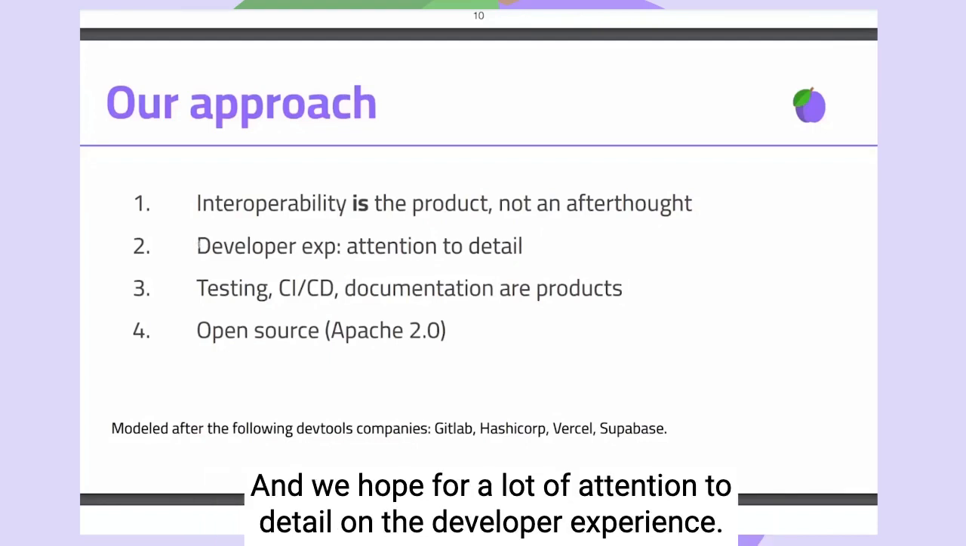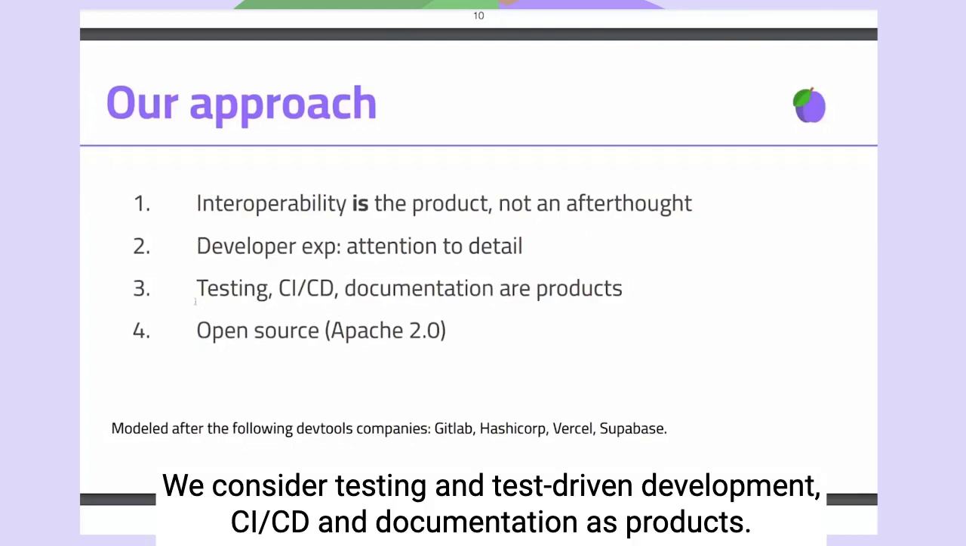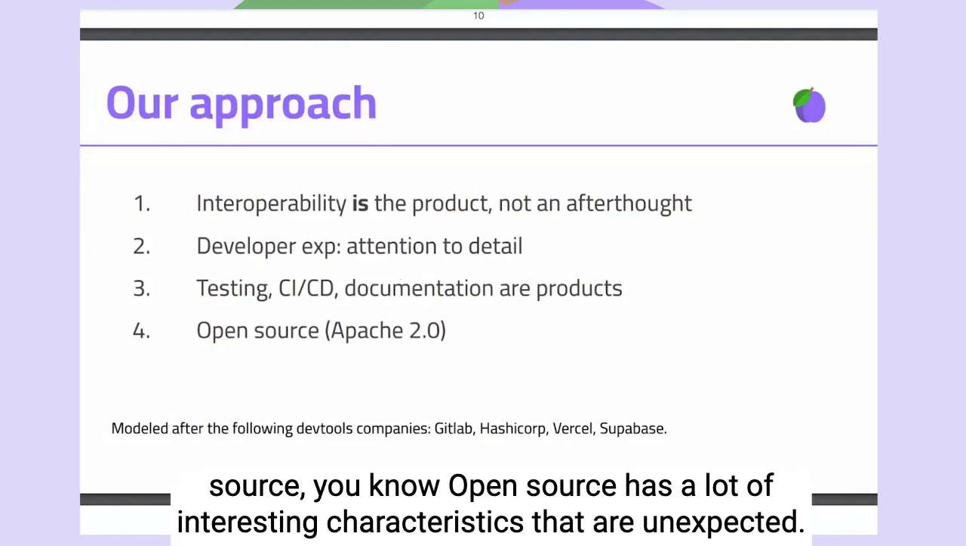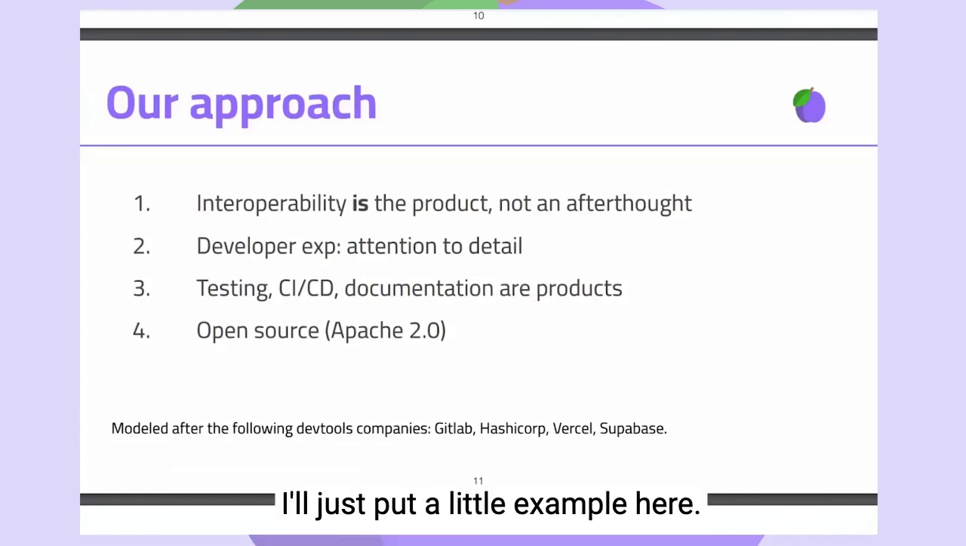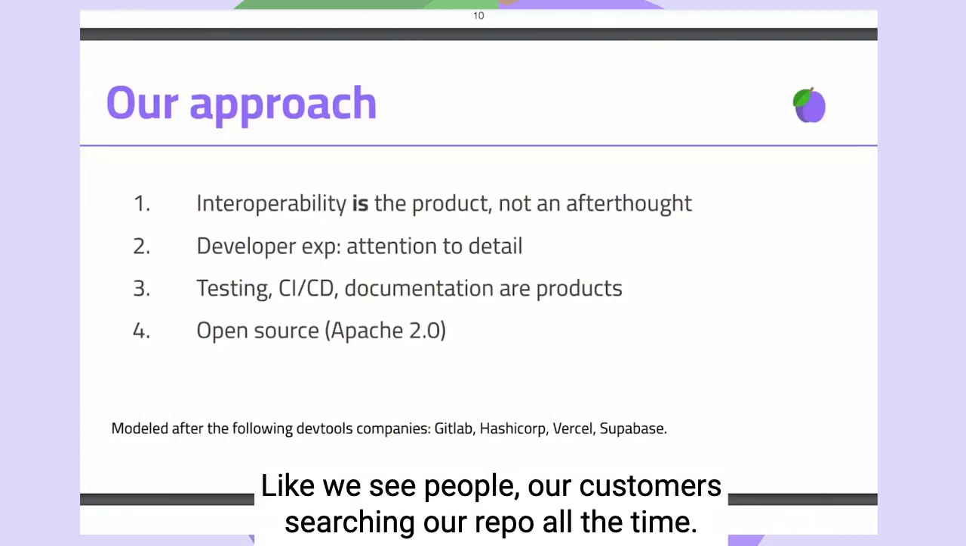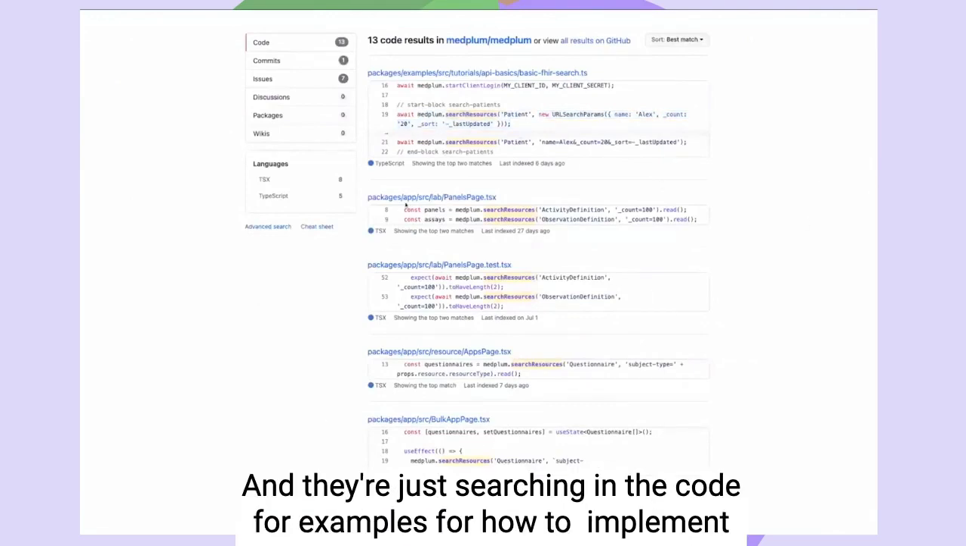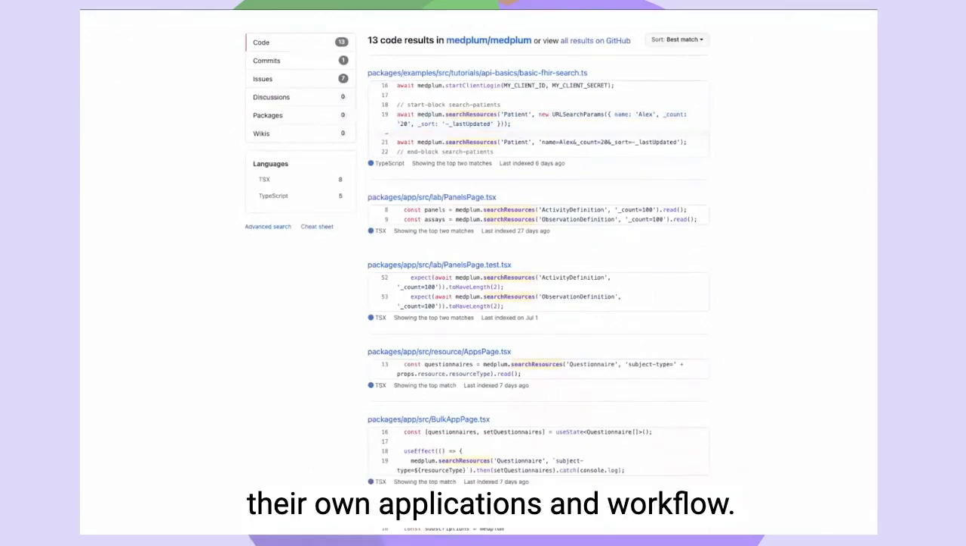And we hope for a lot of attention to detail on the developer experience. We consider testing and test-driven development, CI/CD, and documentation as products. And there are things that we deliver and part of our offering. And of course, our open source. Open source has a lot of interesting characteristics that are unexpected. I'll just put a little example here. We see our customers searching our repo all the time. How do I search for resources? Oh, here's an example. And they're just searching in the code for examples for how to implement their own applications and workflow.